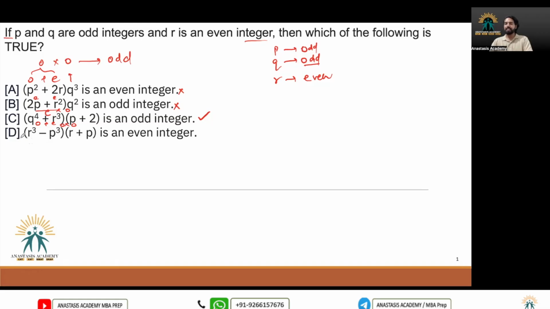Let's just check option D also. R cube is even, minus P cube. P cube is odd. Even minus odd is odd, into R plus P. R is even, P is odd, and even plus odd is odd. Odd into odd must be an odd integer. So this also cannot be my answer. So the correct answer to this question is option C.